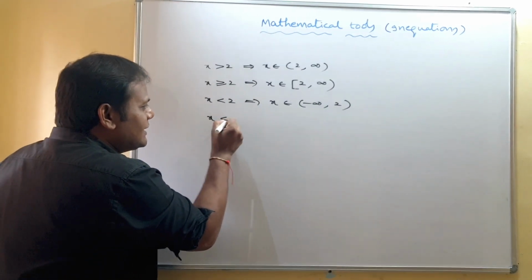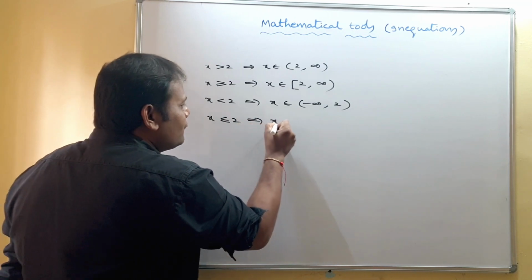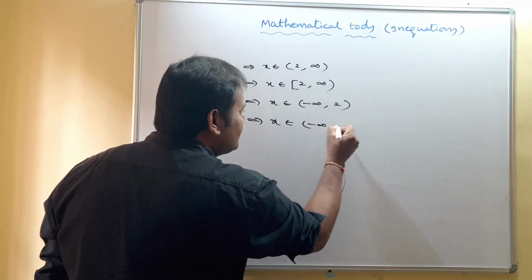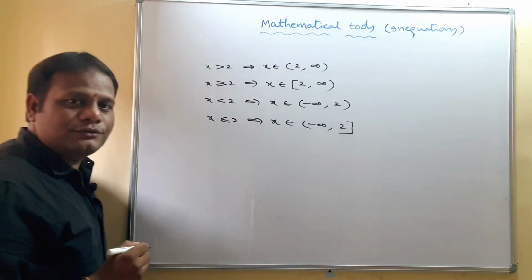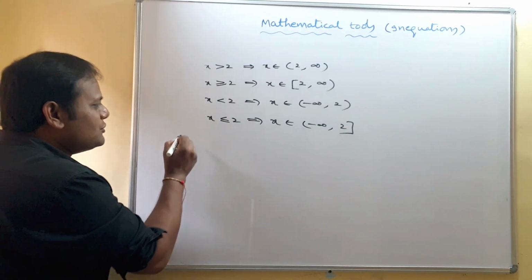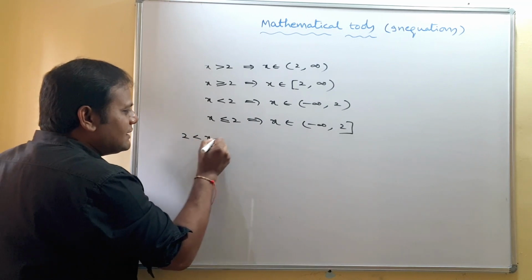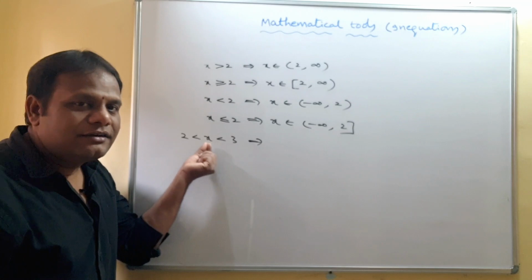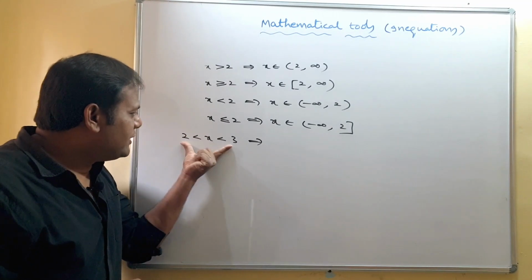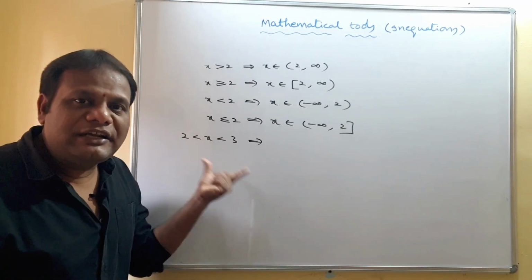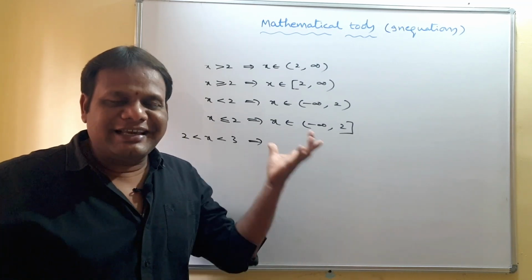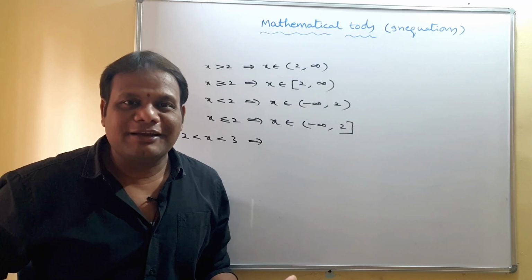Suppose x is less than or equal to 2, we can write x belongs to minus infinity to closed interval 2. And suppose 2 is less than x less than 3, you have to write all the values between 2 and 3. So between 2 and 3, how many real numbers are there? Yes, infinitely many real numbers are there.